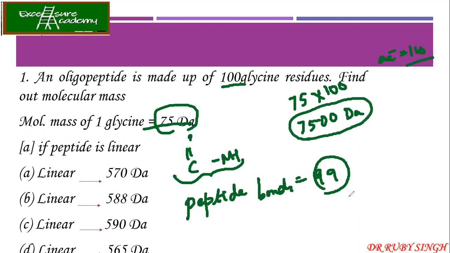So what you are going to do for that? Minus 99 into the molecular weight of water, which is 18, right? So some value you will get, that is the answer. If you calculate, you will get around 588. Simple. Now next.